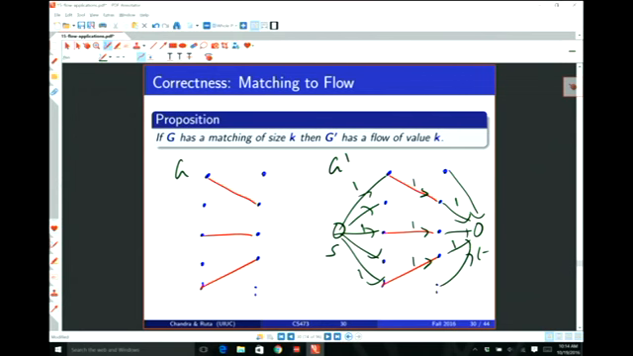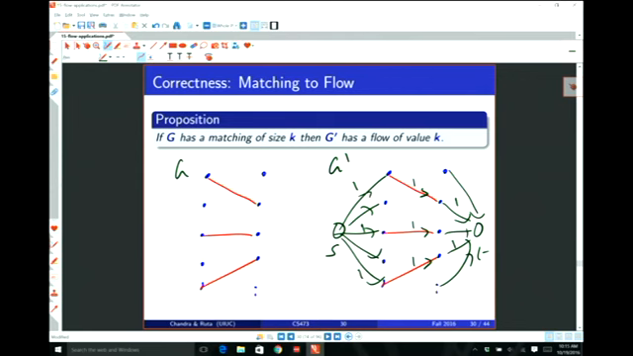Okay. Now we have to check the value of the flow. This is a valid flow, so what is the value of the flow? It's the flow leaving the source, and it is k units because we put k edges going out. It's not hard to see. So we're creating a flow of value k in the graph. The picture tells you everything, more or less, but you have to go through it.